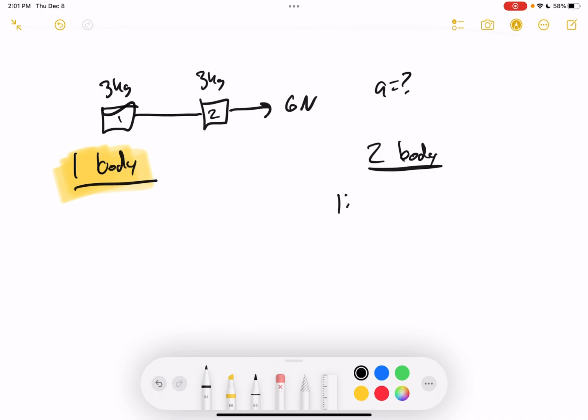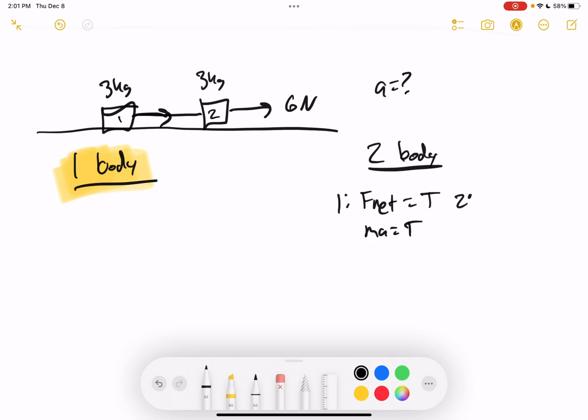We need to set up an Fnet. So the Fnet for block 1 is just equal to this force here. That's a string connecting these two blocks. So I have a string connecting these two blocks, and I'm pulling with 6 newtons. So that's just going to be T. And so then I have Ma equals T.